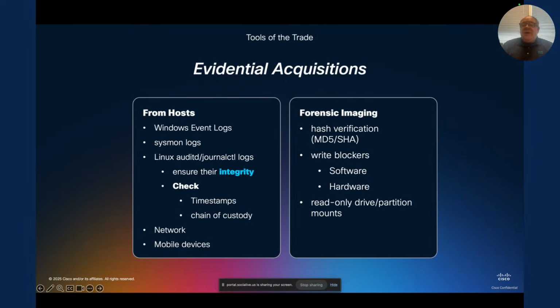Back to the tools of the trade, any kind of evidential acquisition. So whether it's from a host, you can see the different ways of getting at it. Windows event logs, Sysmon logs, auditd, journalctl. I use journalctl a lot on my Linux boxes for log information. Again, always verify your integrity, check your timestamps, chain of custody, there it is again.